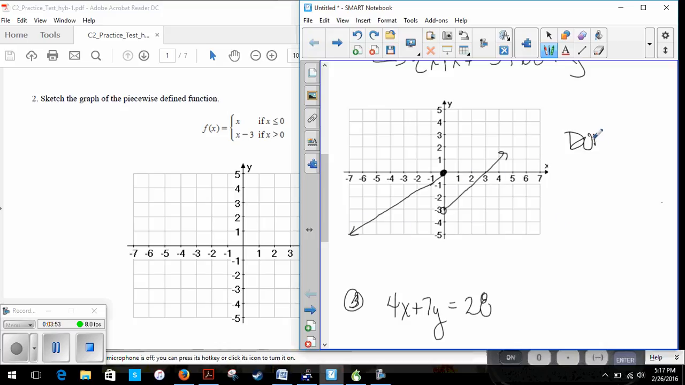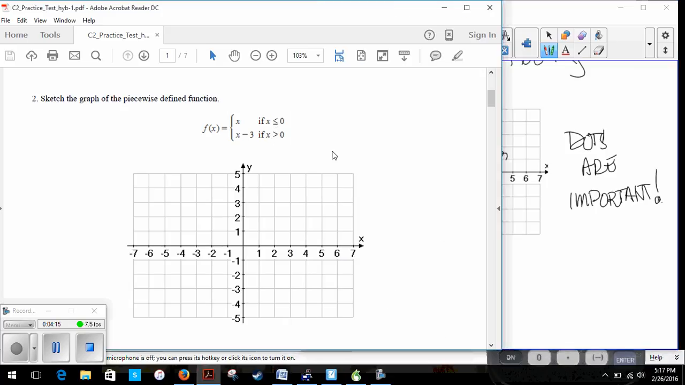The dots are important. If you do not put the correct dots in the right spot, then you don't really have the correct graph. So if you don't put the dots, you just draw the lines, you're only going to receive half credit. So pay attention to which is included and which is not included on which part of the line.